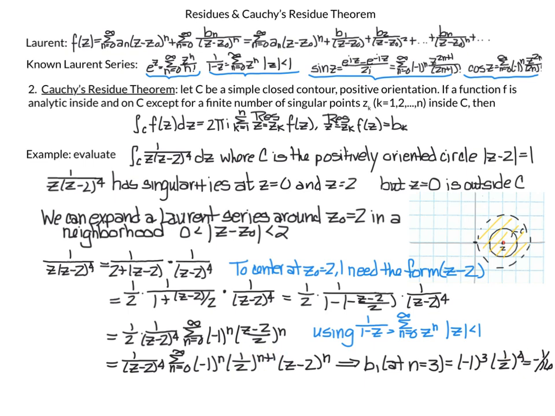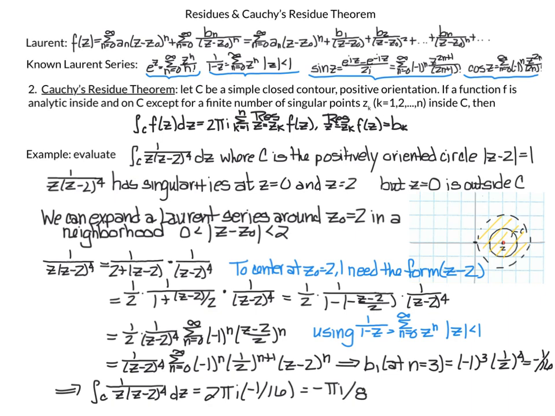That's this term here. So my b1, my residue, is equal to minus 1/16, which then implies my closed curve integral of 1 over z, z minus 2 to the 4th, is equal to 2 pi i times minus 1/16, which is equal to minus pi i over 8.